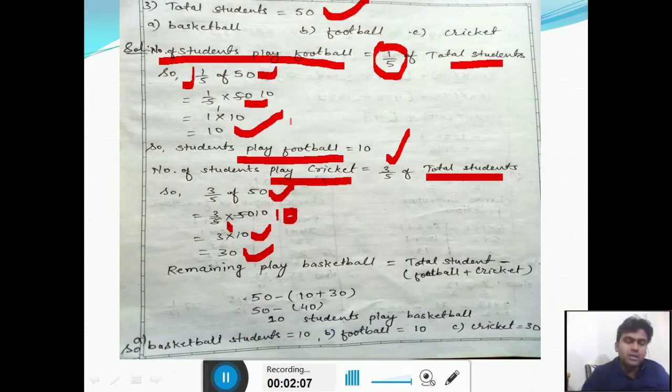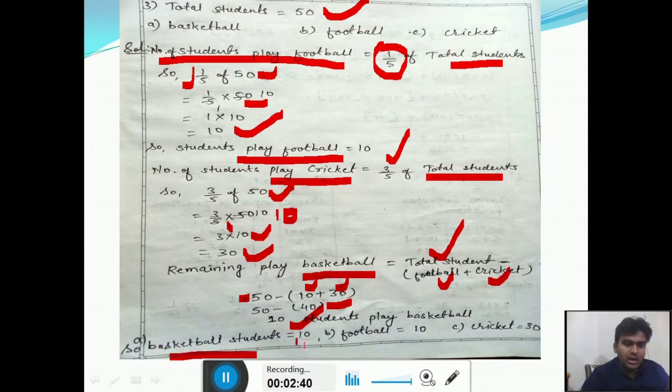Now it is written, find the number of students who play basketball. So how many students will play basketball? The remaining students. So what we will do: from the total students, 50, we will subtract the students who play football and who play cricket. So 10 plus 30 equals 40, and then 50 minus 40 equals 10. So we got the number of students who play basketball equals 10, the number of students who play football is also 10, and the number of students who play cricket equals 30.